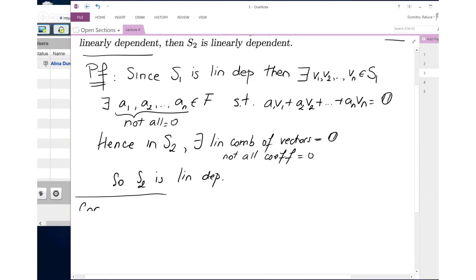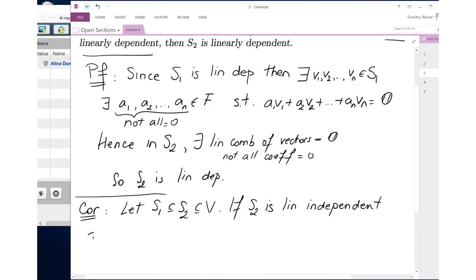Corollary. The opposite thing that I mentioned before: if you're looking inside a set that is independent, what you see in there has to be independent as well. If the big set is independent, then the smaller set is linearly independent as well.